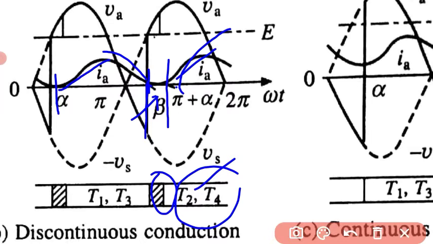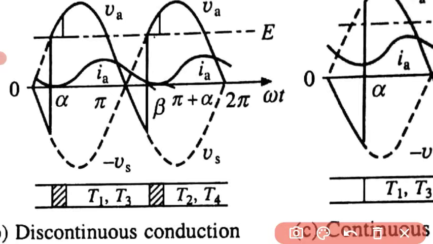Here, what happens after turning on T1 and T3? Okay, at any instant beta, when they are turned off, the current goes to zero and remains there for some period, and again the current increases because T2 and T4 are turned on. So hence here the current becomes zero. It is the discontinuous mode of conduction.